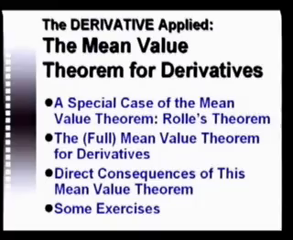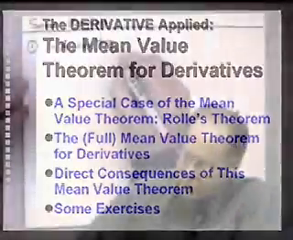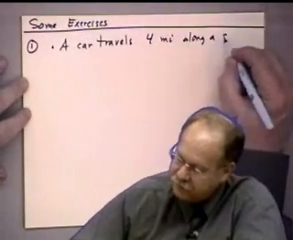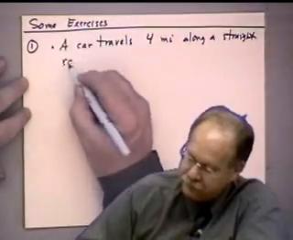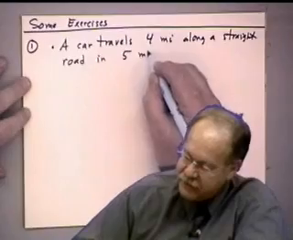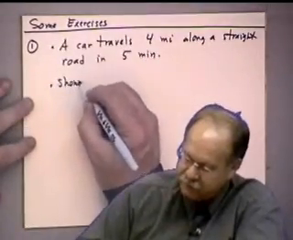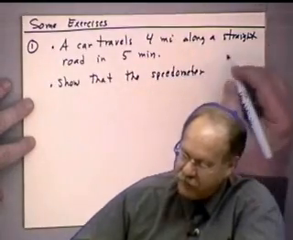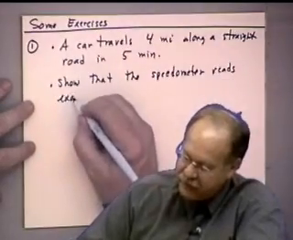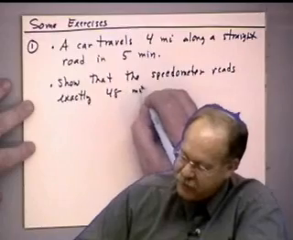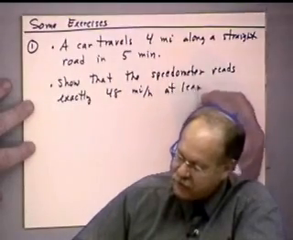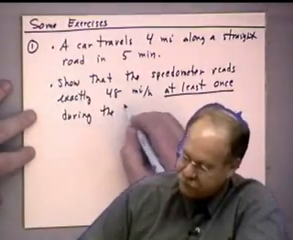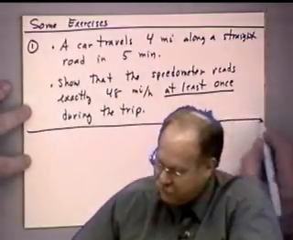Here's the first one. Imagine a car travels 4 miles along a straight road in, say, 5 minutes. Show that the speedometer of the car reads exactly 48 miles per hour at least once during the trip. At least once during the trip. Try it out.